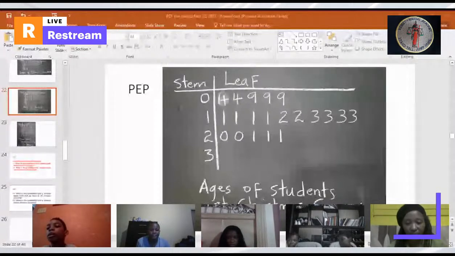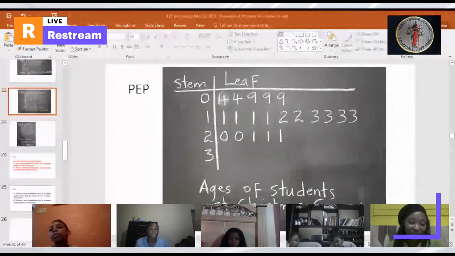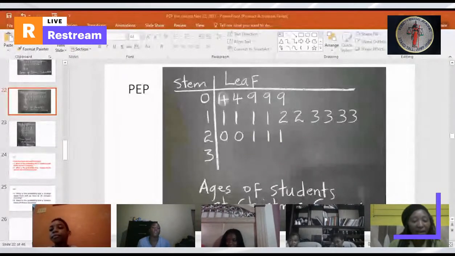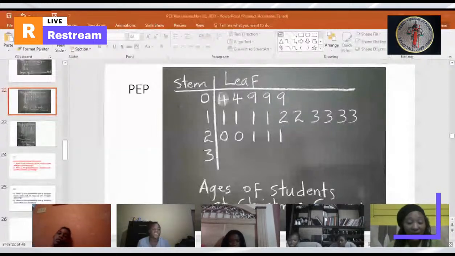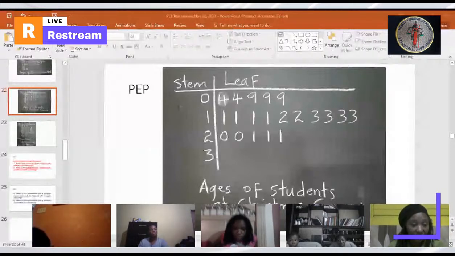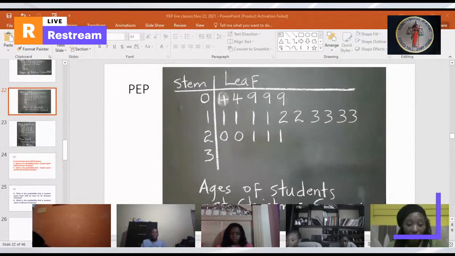All right, so you are correct, those who said 11 and 13. Remember, when we're looking at the definitions, it said you can have more than one mode. It doesn't have to be one mode. Or you can have no mode at all, maybe there's no number that's more than the others. And maybe there's more than one number that has the same frequency.